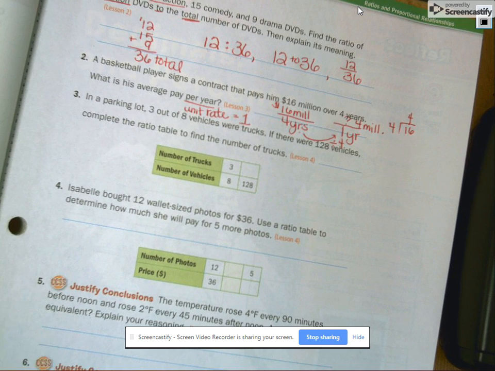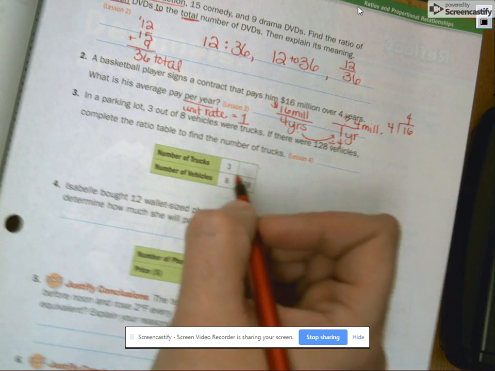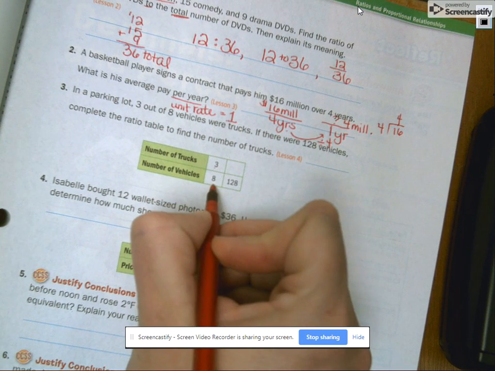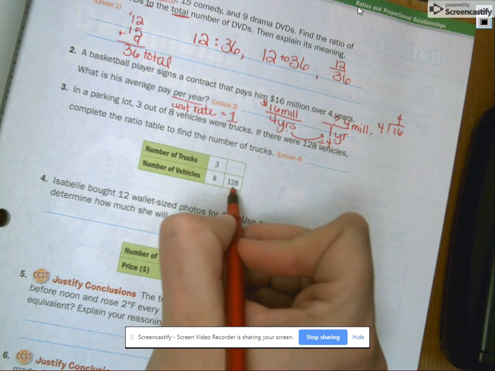All right, go ahead and look at number 3. Pause the video now. In a parking lot, 3 out of 8 vehicles were trucks. If there were 128 vehicles, complete the ratio table to find the number of trucks. So 3 trucks for 8 vehicles, and then they want to know how much for 128.